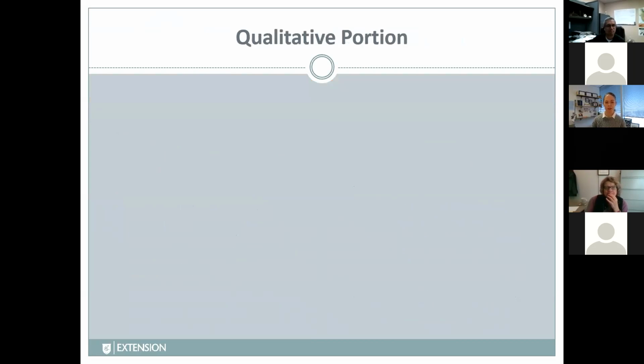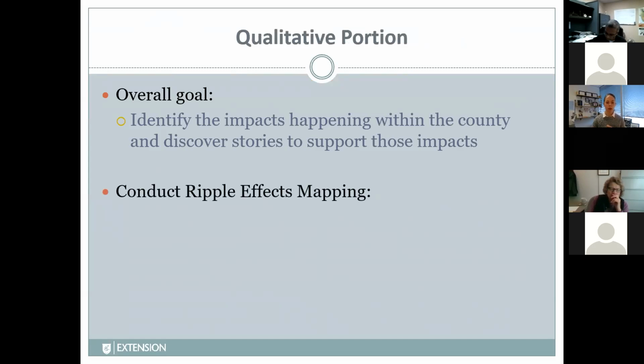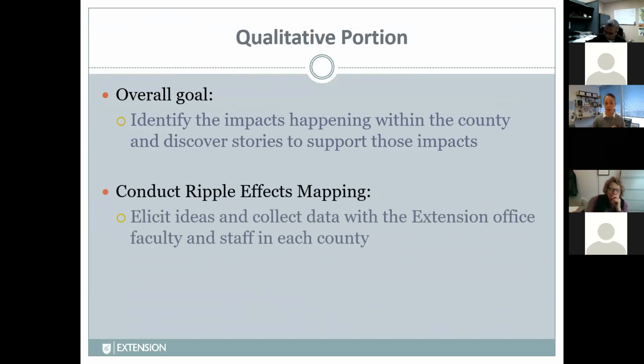So here's the qualitative portion first. Our overall goal, as I mentioned, was really to identify the impacts happening within the county and to discover the stories that support those impacts. What Deborah has found as a county director is when she goes in to talk with her county commissioners, they want to know not just the numbers, but they also want to know the stories behind the numbers. And this pilot enabled us to collect both sides of that. So we actually conducted the ripple effects mapping.